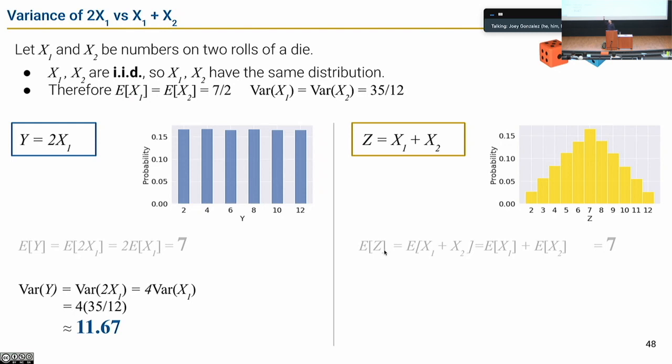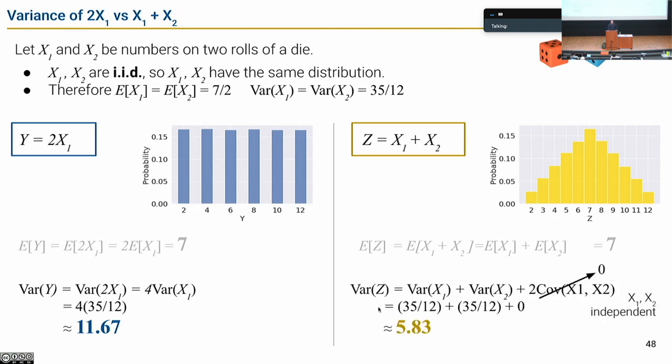Who says higher? Who says lower? Lower. Okay, let's see. To compute the variance here, I'm going to take the variance of x1 plus the variance of x2. I said they're independent, so the covariance goes to 0, so I don't need to consider this term. So I get 35 over 12 plus 35 over 12. So the variance of x1 plus x2, we had this up here, gets 5.83. Why was that lower?